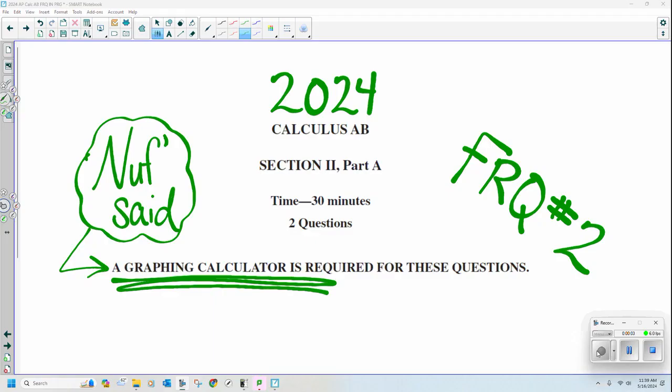I'm still excited. I am still excited. It has only been 2 to 3 days since we took the exam and we have the free response questions in hand. I'm pumped, kids. 2024, free response question 2. All right. We get a graphing calculator and enough said. Let's slay this problem. Let's cook, kids. Let's cook.